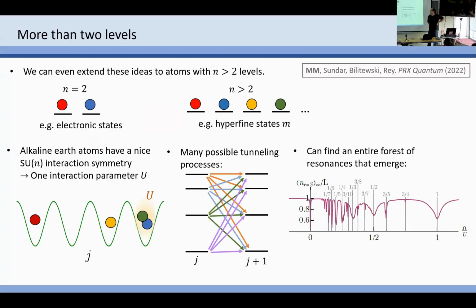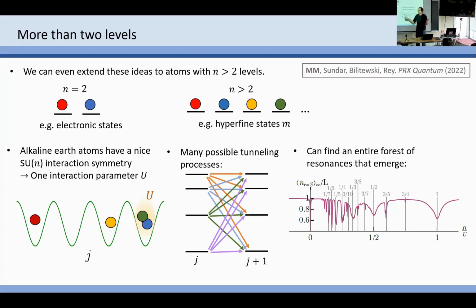Okay, and one last comment. This is only one slide because I don't want to get into this too deep, but as you can imagine, you can extend these ideas to more than two atomic states, to atoms with more than two internal levels as well. For instance, alkaline earth atoms have a nice SU(N) interaction signature with only one interaction parameter. But you can do this with different scattering lengths too.